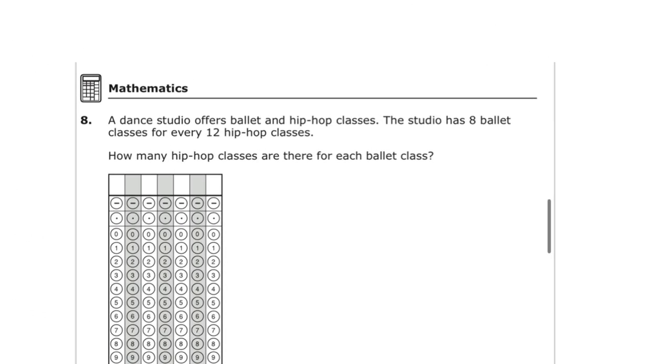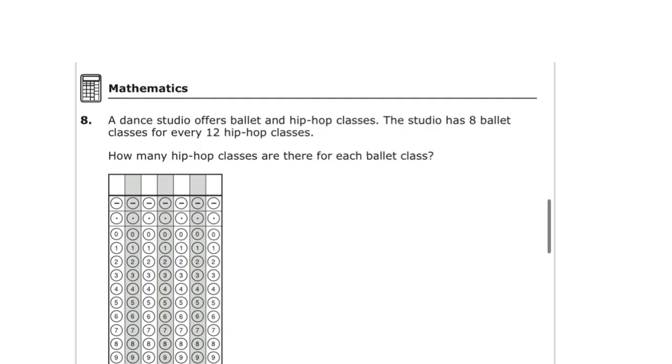Problem number 8. Okay, looks like we're allowed to use a calculator here. That's great. A dance studio offers ballet and hip hop classes. The studio has 8 ballet classes. For every 12 hip hop classes, how many hip hop classes are there for each ballet class? Well, let's see. Hip hop to ballet. Okay.